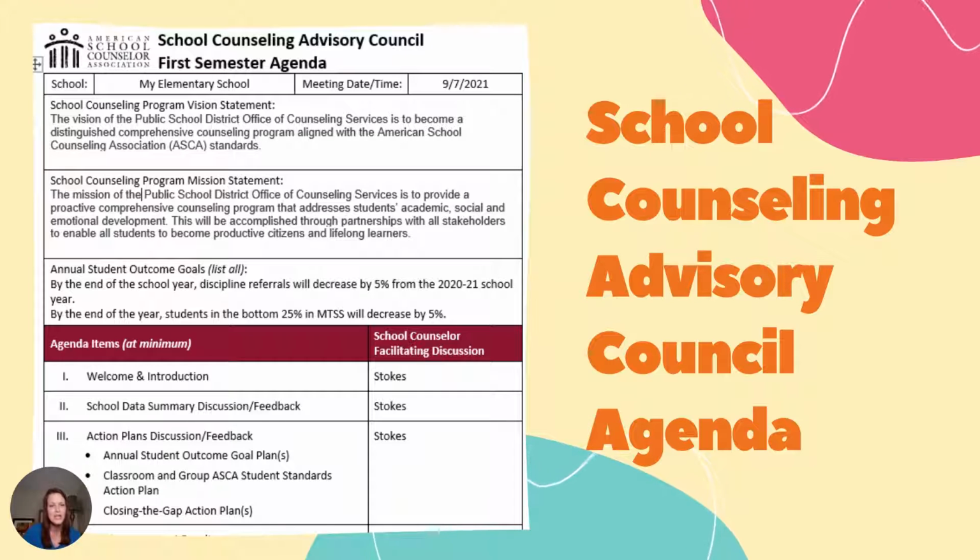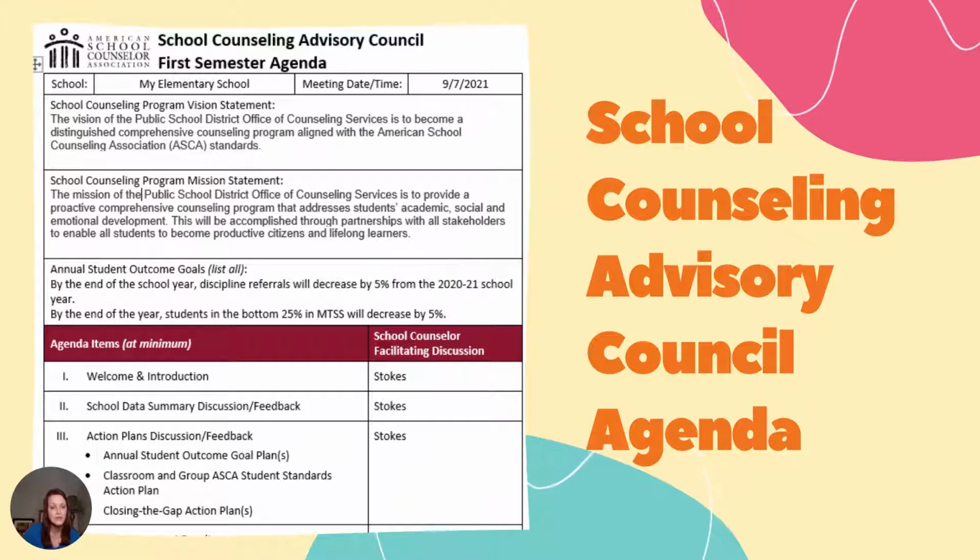And then your annual student outcome goals is going to come from that form that you've already completed for your annual conference with your administrator. So you can just copy it from there and paste it here. Now, agenda items, at a minimum, you see in parentheses. This comes from ASCA. They are suggesting that you include, at a minimum, the welcome and introduction, your school data summary discussion and feedback, and your action plans discussion and feedback. Now, these action plan items are also things that hopefully you've already completed the forms for, and you can just copy and paste them into this.